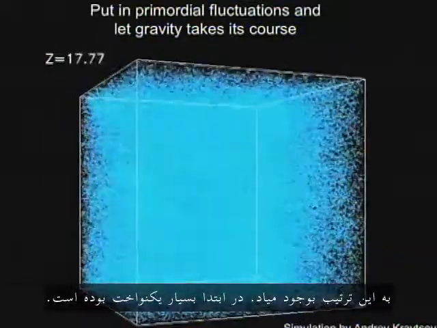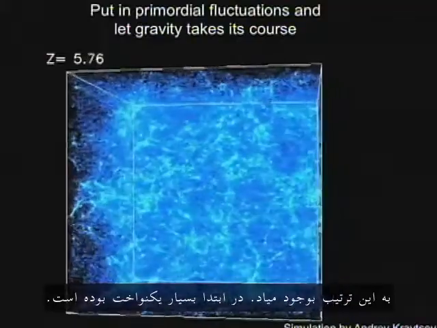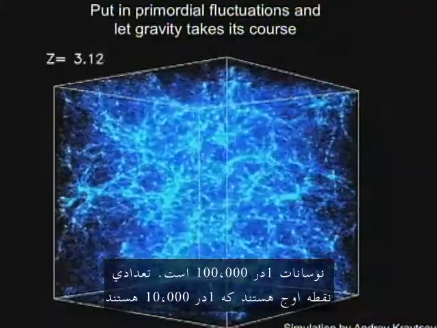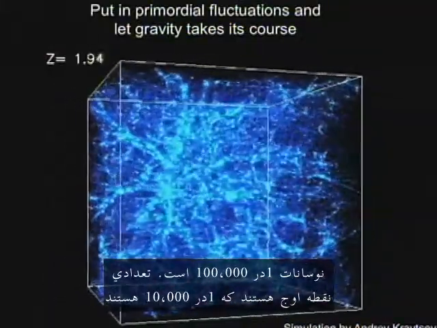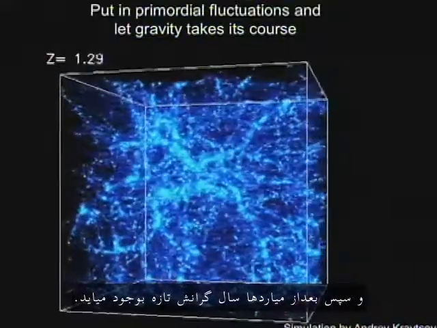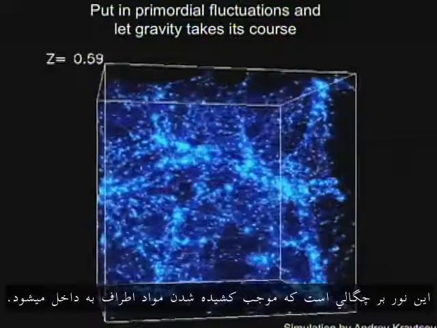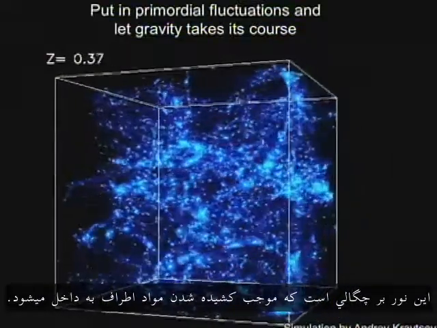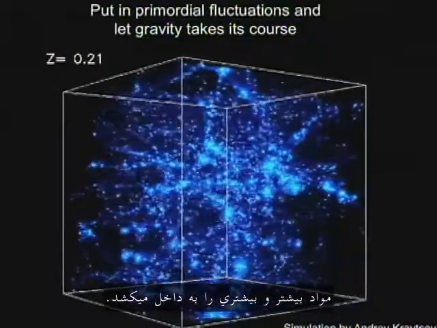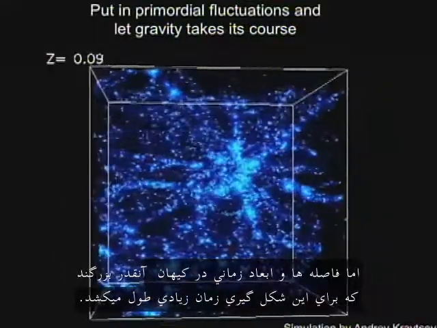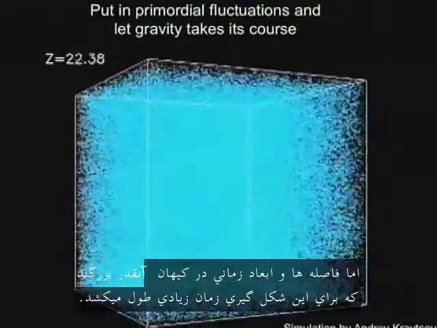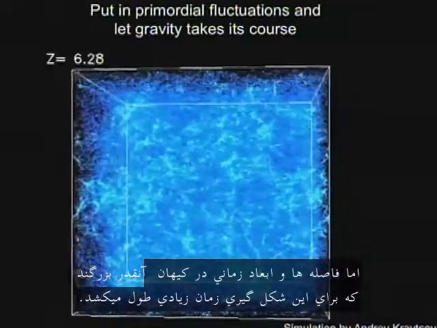Right? So there it is. At the beginning it's very uniform. The fluctuations are a part in 100,000, with a few peaks that are a part in 10,000. And then over billions of years, gravity just pulls in. There's a slight overdensity, it pulls the material around in, that pulls in more material, and it pulls in more material. But the distances in the universe are so large and the time scales are so large that it takes a long time for this to form.